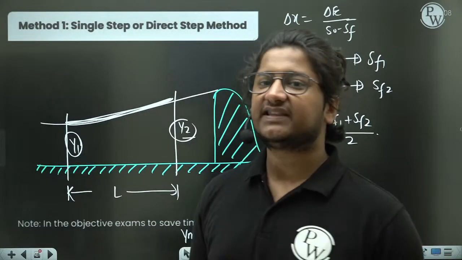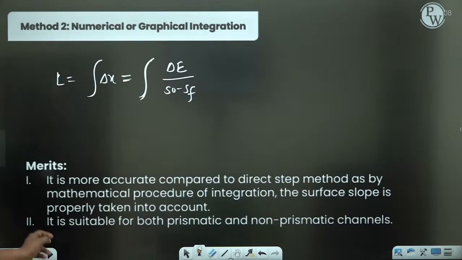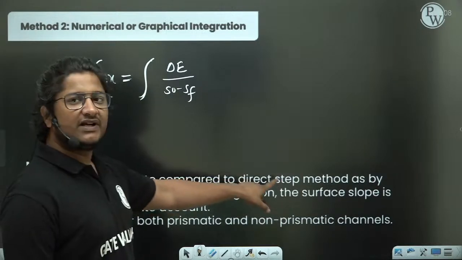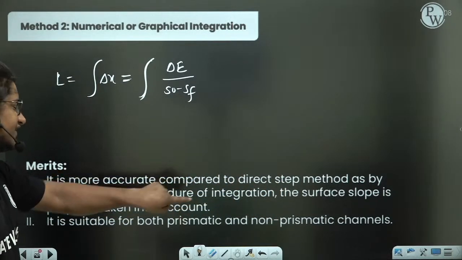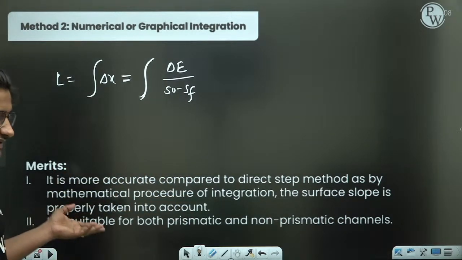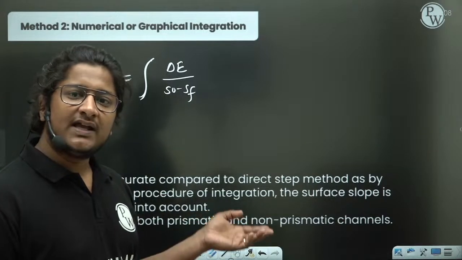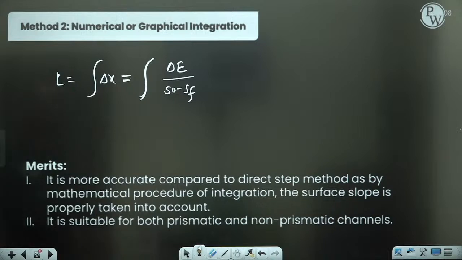Definitely this method will give you more accurate data because you have taken the complete water surface profile. So I have given it as a merit: it is more accurate compared to the direct step method, as by the mathematical procedure of integration the surface profile is properly taken into account. As it is a more accurate method, you can use it for both prismatic as well as non-prismatic channels. So this we call the numerical or graphical integration method.